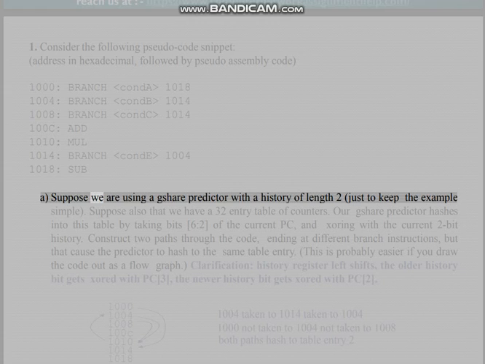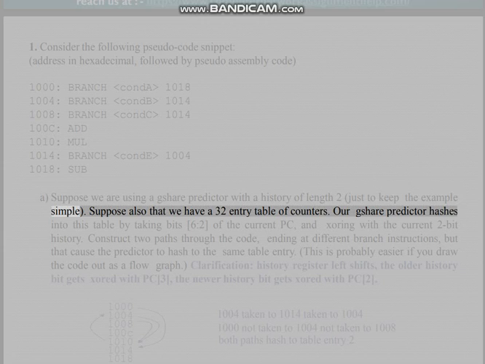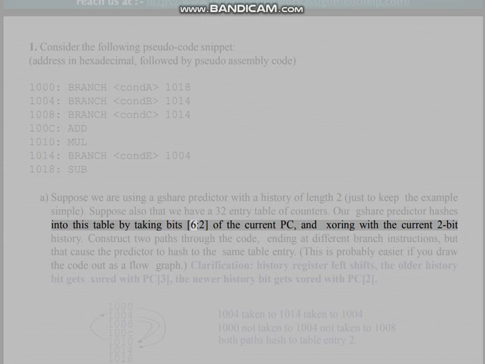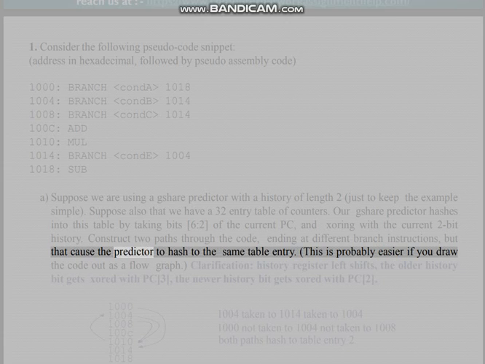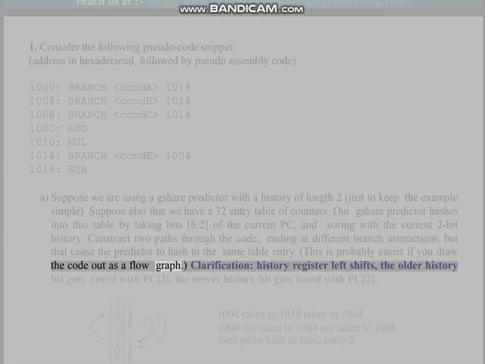A. Suppose we are using a gshare predictor with a history of length 2, just to keep the example simple. Suppose also that we have a 32 entry table of counters. Our gshare predictor hashes into this table by taking bits 6:2 of the current PC and XORing with the current 2-bit history. Construct two paths through the code, ending at different branch instructions, but that cause the predictor to hash to the same table entry. This is probably easier if you draw the code out as a flow graph.